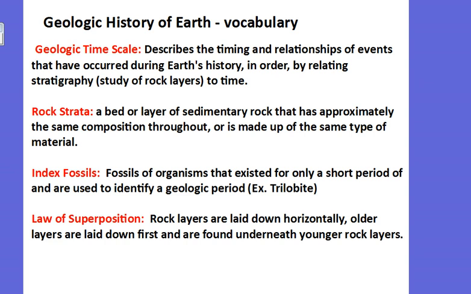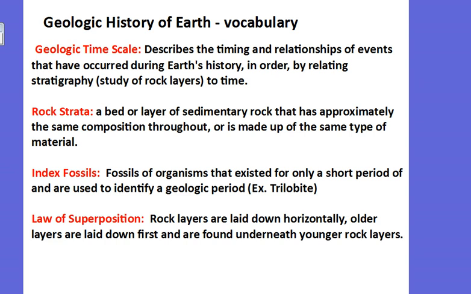Rock strata is just another way of saying rock layers. It's a bed or layer of sedimentary rock that has approximately the same composition throughout, which just means it's made up of the same type of material throughout. Okay, so each layer denotes or indicates a certain period of time.